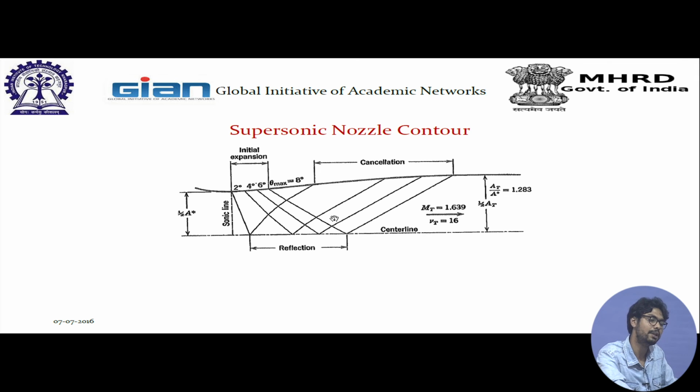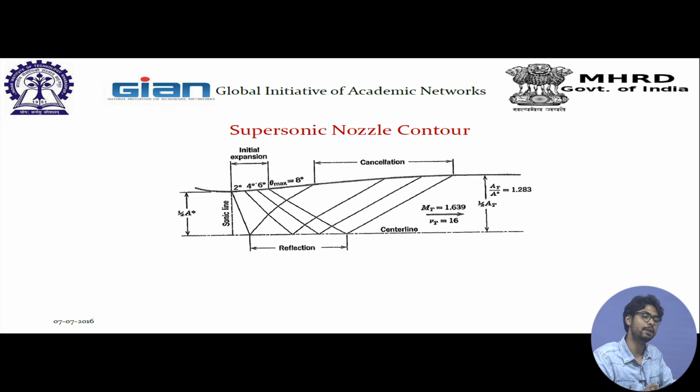Now suppose you want to get the nozzle after several reflections, and you want it cancelled. So what you do is you divide nu t by 4, so 16 by 4, that is 4 degree. So you have the initial expansion. That is why I said it is arbitrary, it depends upon the user's choice. So here the initial expansion will be of the order of 4 degrees instead of 8 degrees.